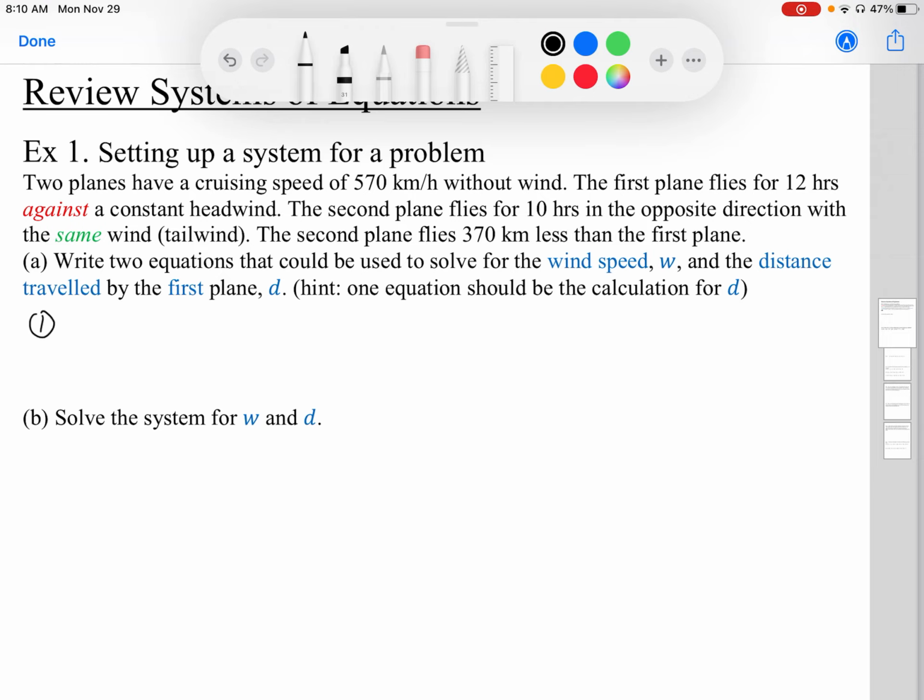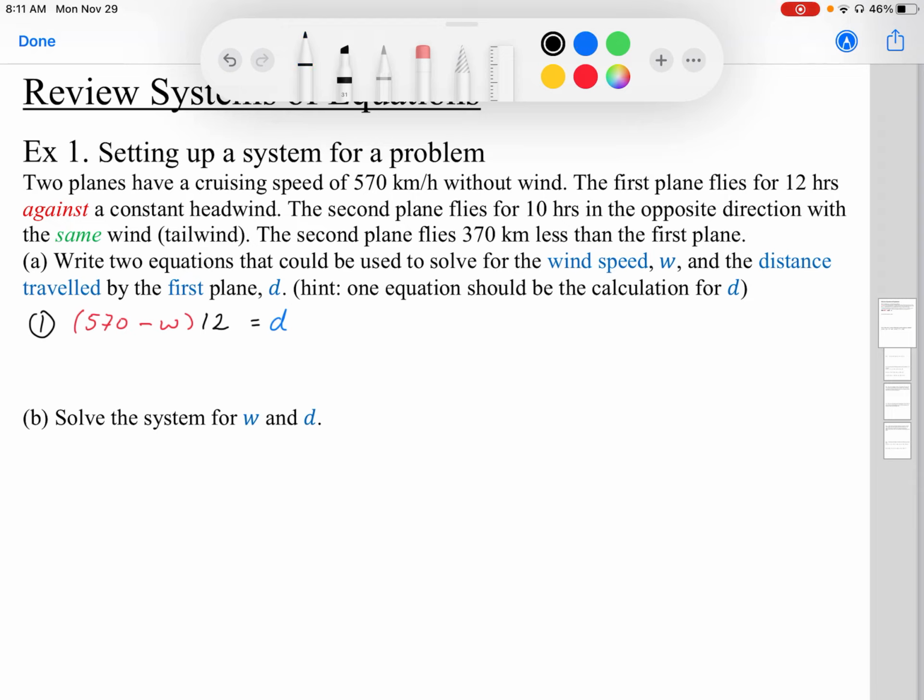It's going to be the first plane, and they're going to be traveling at 570 kilometers an hour against the wind. So we're going to find the velocity, which is 570. And since they're going against the wind, we're going to go minus W. And they're going to travel for 12 hours. And that's going to equal the distance that they travel. So in this case, we've already set that up as D. Okay, so that's the first plane.